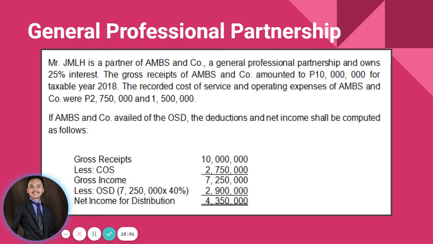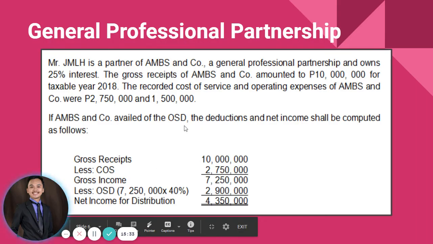So again, guys, here we have GMLH, partner, AMBS and company, a general professional partnership. So again, this is a general professional partnership. Therefore, it will not be subject to income tax. So again, to compute for the net income for distribution to the partners, we'll just simply compute for the gross income. So that's from gross receipts of 10 million less cost of sales of 2,750,000, to compute for the gross income of 7,250,000.